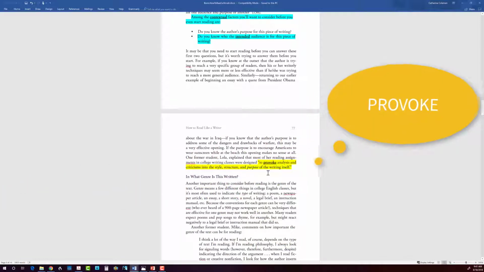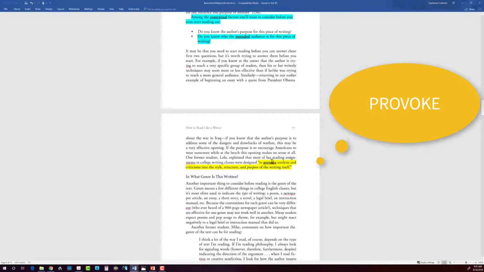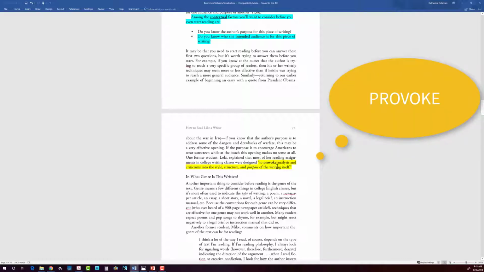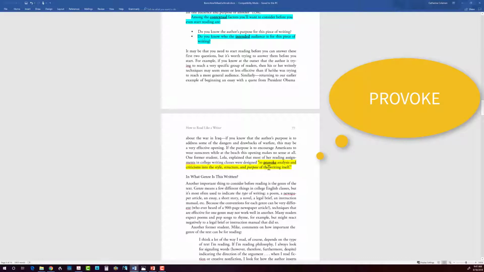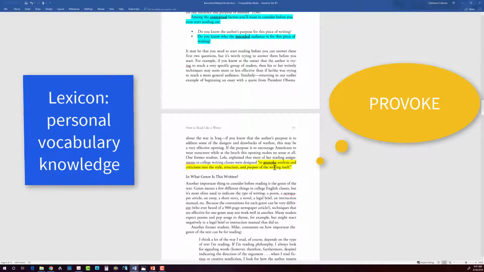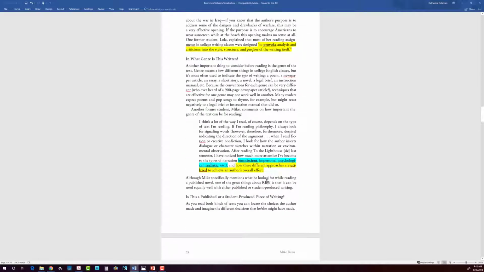Moving on, we have another verb. You know I like my verbs. Here we have provoke. Provoke is an excellent verb that you should totally have in your academic lexicon so that you're using this in your writing. To provoke analysis and criticisms into the style, structure, and purpose of the writing itself. So if you don't know provoke, make sure you check that verb out.